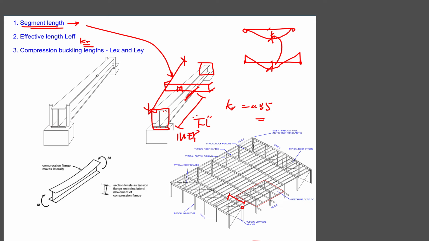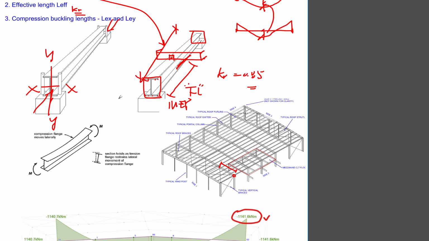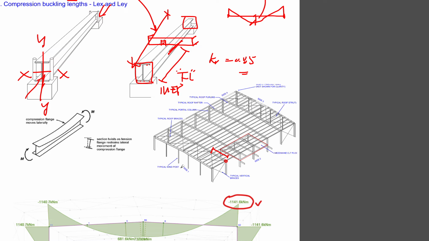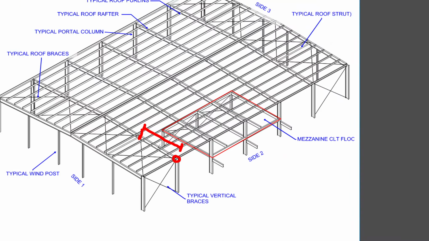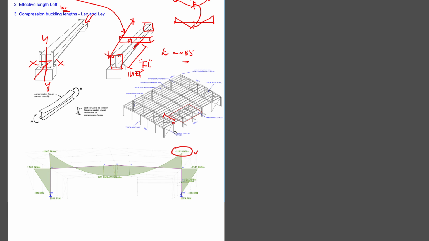Okay, move on to the compression buckling length, LEX and LEY. Compression buckling is when you have axial loads coming into the beam. The beam goes into compression along the full length, in the Z direction. So the X direction is the major axis and the Y is the minor axis, and the Z axis is the longitudinal axis along the member. So when you have this compression force along the longitudinal member, your LEX and LEY become similar to the bending of the segment.